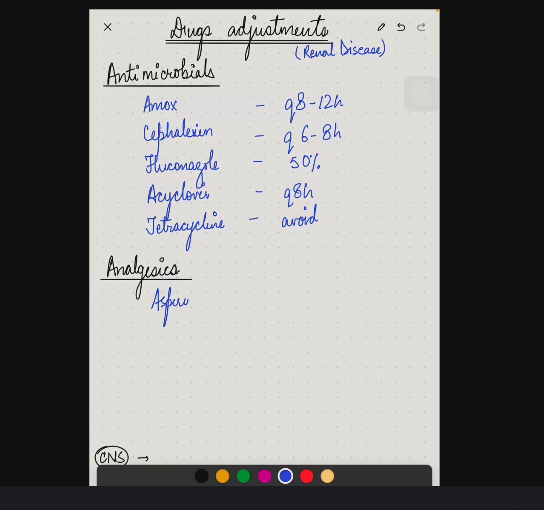In analgesics, we need adjustments with aspirin, celecoxib. It's not much use for us. Codeine, most important. Pethidine, and 2 more drugs here, tramadol and gabapentin.